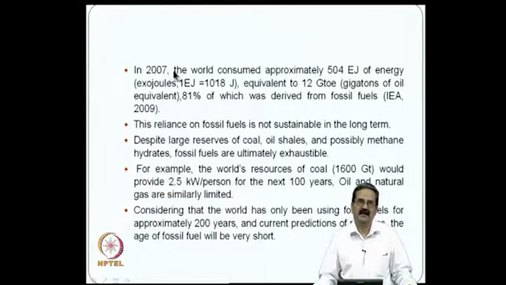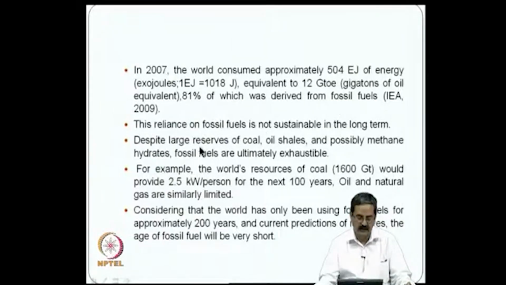It is estimated that in 2007, the world consumed approximately 504 exajoules of energy. 1 exajoule is 10^18 joules, and this is equal to 12 gigatons of oil equivalent. So, in 2007, 12 gigatons of oil equivalent were used, out of which 81% was derived from fossil fuels. This is something very alarming, that this sort of reliance on fossil fuels, trying to get all the energy from fossil fuels, is not very sustainable.